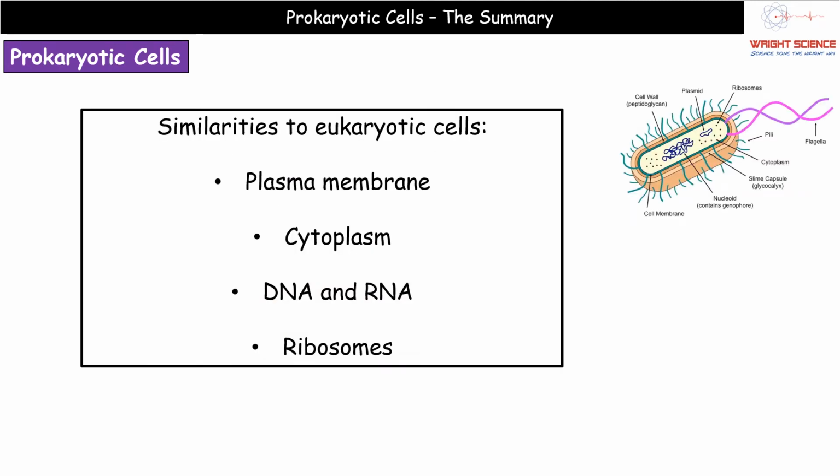If we start off with the similarities then to those eukaryotic cells, what we've got are basically these four key things to remember. They have a plasma membrane, just like our eukaryotic cells have a plasma membrane. They have cytoplasm, they have DNA and RNA that's present, and they've got ribosomes.